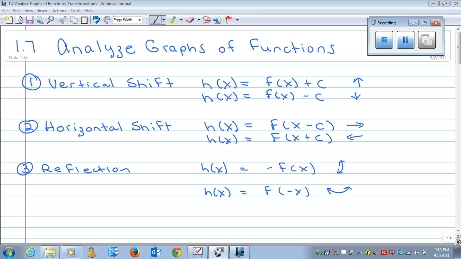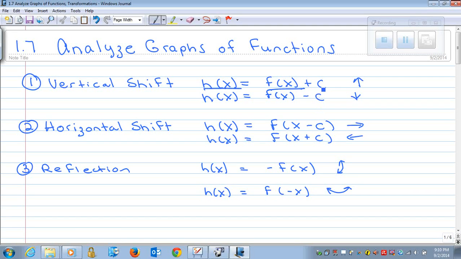Vertical shifts would take your original function, f of x, and turn it into h of x. I'm sorry, h of x is your new function, and you would either add a value or subtract a value from f of x. Here it's represented by adding c or subtracting c. Vertical shifts mean you would move up and down, vertically like the y-axis. So if you added, you would move up. If you subtracted, you would move down.